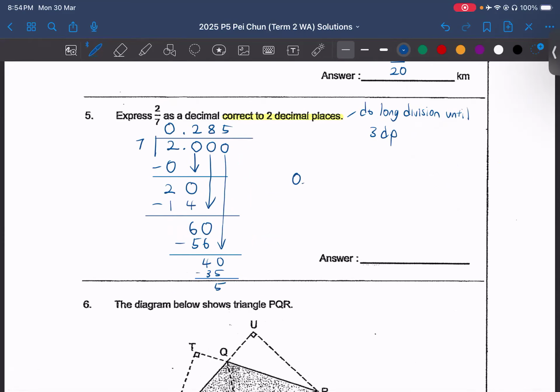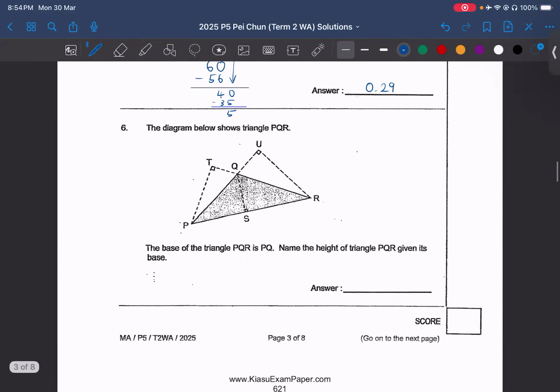So 0.285. Okay, when you round to 2 decimal places, since the third decimal place is 5, you can round up. So the number will become 0.29. So 0.29 is the answer for question 5. Okay, question 6.